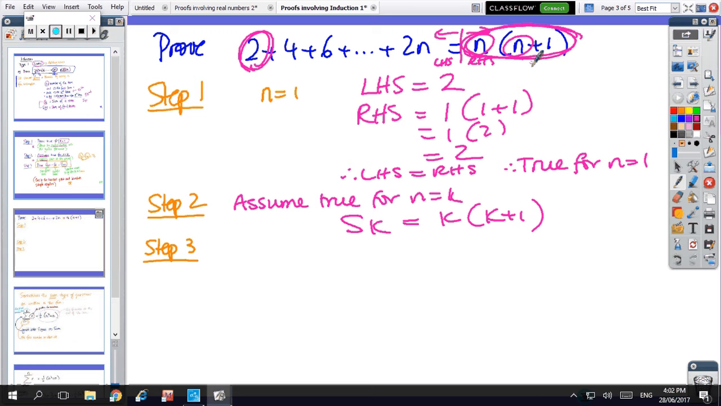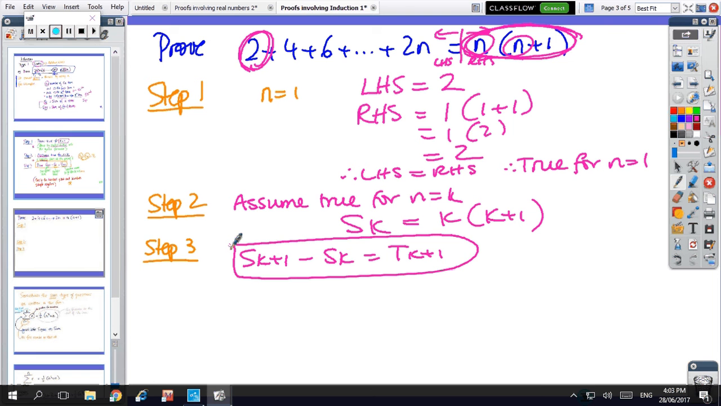Okay, so now we're up to the hard part. This is what we're trying to prove, and that's always the same for all of these questions. So what we've got is Sk from step 2, and we've just got to find these two values here. I haven't got a page extender, so I'll just squeeze it over here.